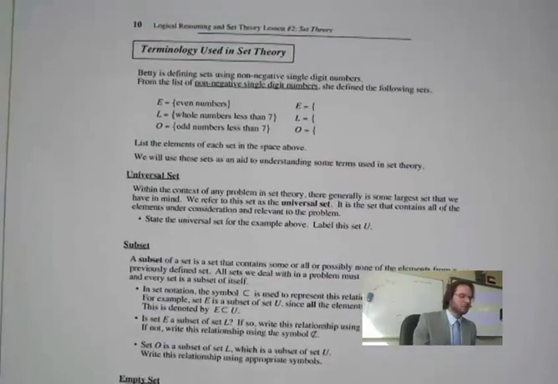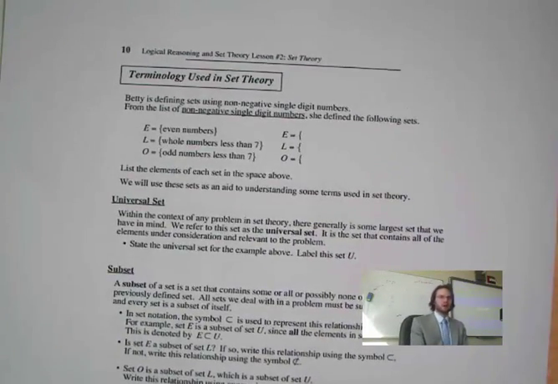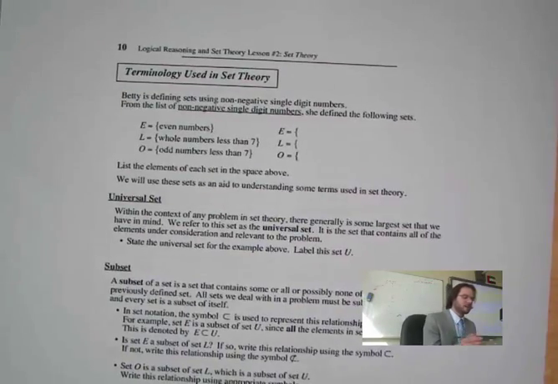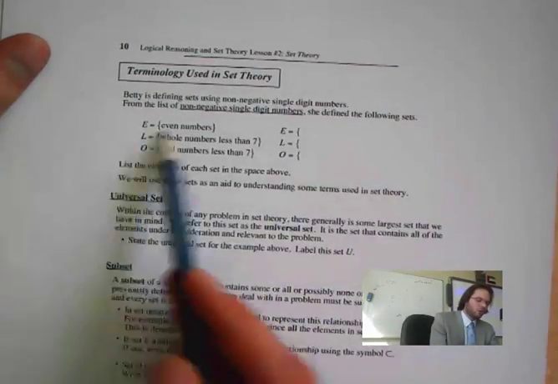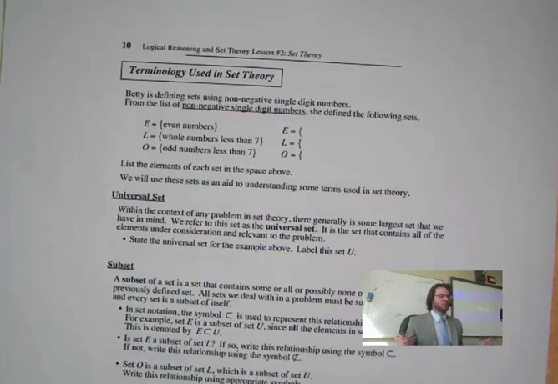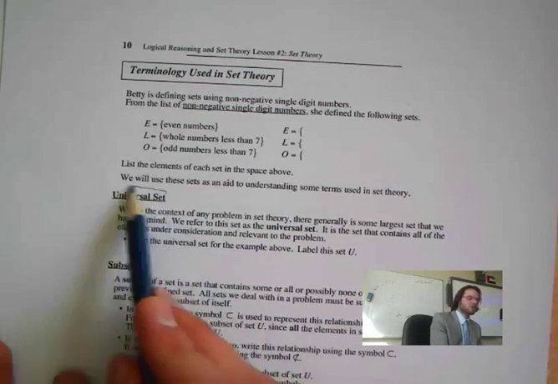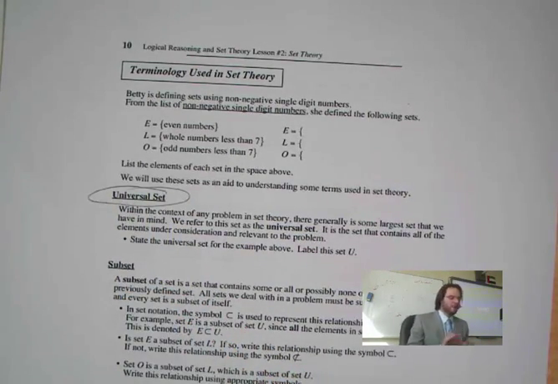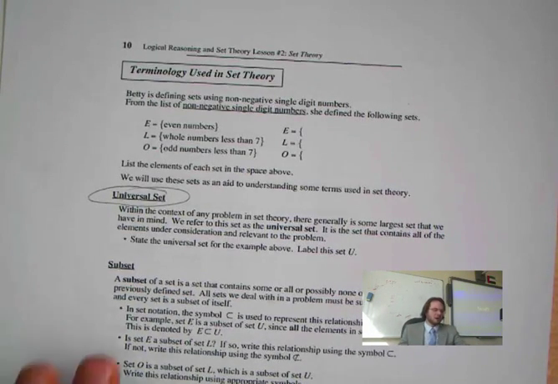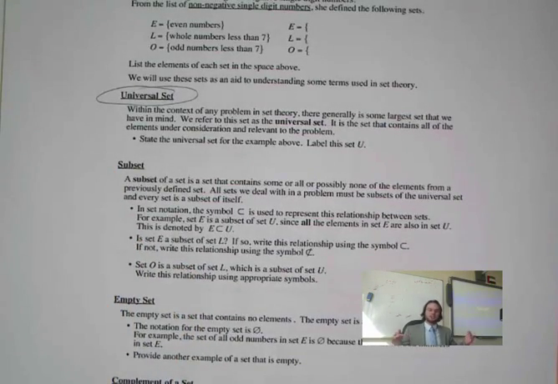All right, next little bit here, some terminology, okay? They're just going over what is a universal set, subset, and so on and so forth. So now, a universal set is everything, okay? So in the context of set theory, there's generally some larger set that we have in mind. An example would be, if we're looking at the school, the universal set could be all teachers and students, okay? A subset could be teachers.